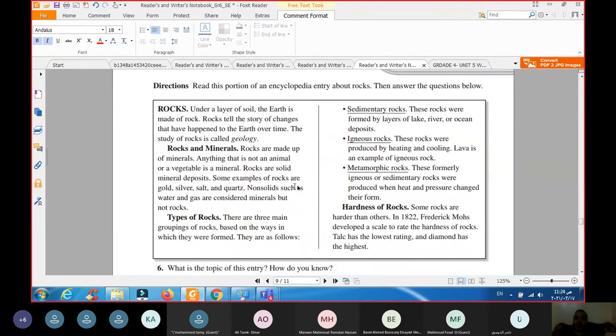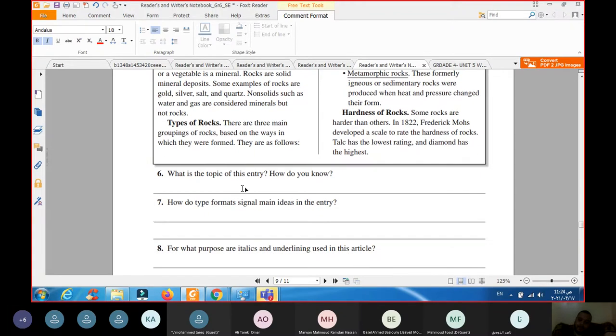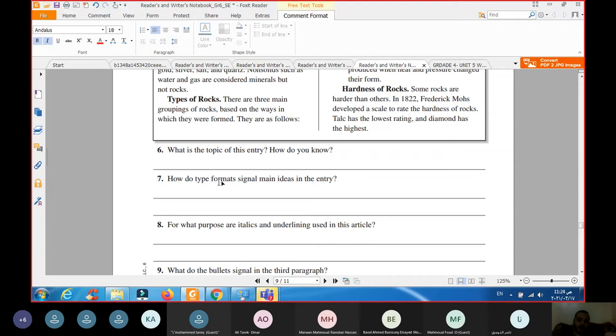Okay. Read this paragraph of an encyclopedia entry about rocks. Then answer the questions below. First of all, as I told you, in order to have a background about what we are going to read, we have to read the questions. Marwan, can you read them? Yes. What is the topic of this entry? How do you know? We will know, okay? It's rocks and minerals. We are going to know, just wait, okay?